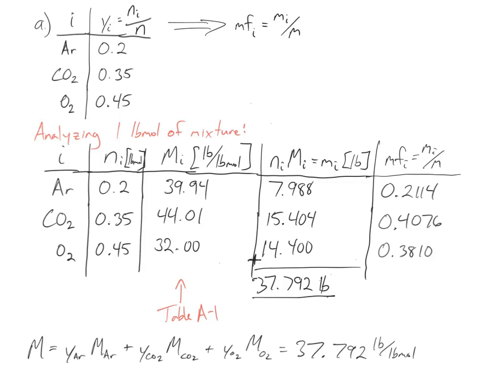But check it out. It's pounds per pound mole, but the analysis we did up here was for 1 pound mole of mixture. So we essentially multiplied this number by our analysis of 1 pound mole. So there's another way we could come up with this value, and then ultimately use that to calculate our mass fraction. I just want to give you a heads up on that as well. So that's part A.